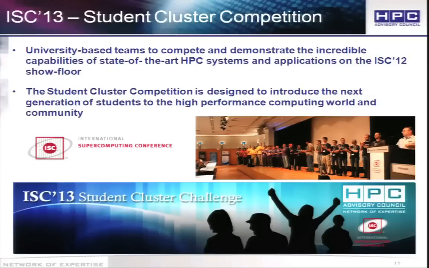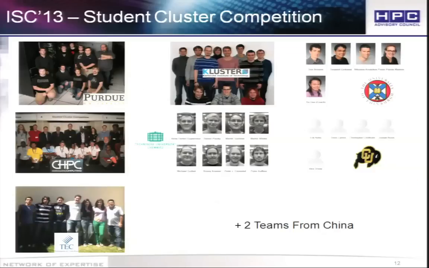And the last activity that I want to mention is that we're also managing the university student cluster competition at the International Supercomputing Conference in Germany. We did the first one last year. This year we're going to do the second one. We have 9 teams coming from all around the world: US, Germany, Puerto Rico, South Africa, and 2 teams from China. So 9 teams will compete on running different applications and doing optimizations during the International Supercomputing Conference in June in Germany.